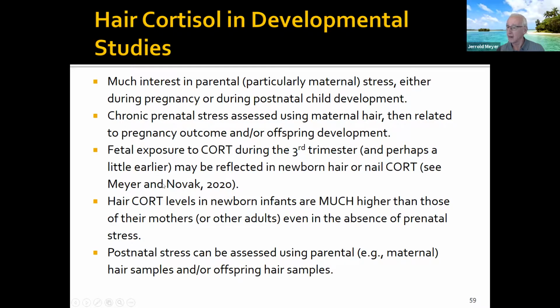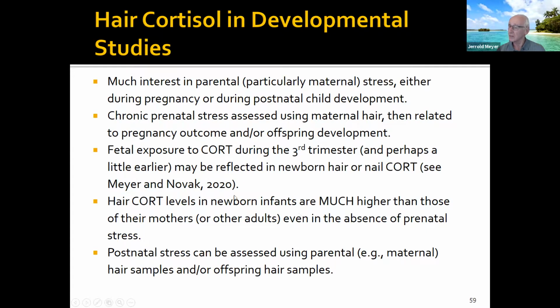Melinda and I wrote a review paper on this topic, and it's in your reference list. If you're interested in this, I highly recommend that you read it and see what we have to say about it.